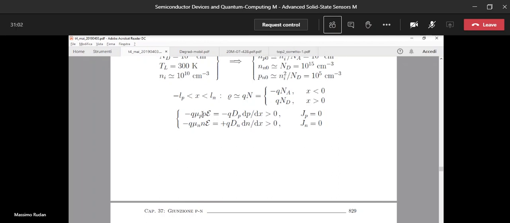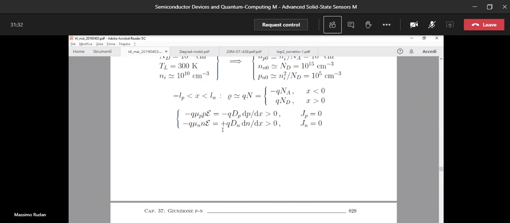So E is negative, so this term is positive. The diffusive term, again, dP over dx is negative because the hole concentration decreases from left to right. And we have a minus sign, and this term also is positive, and they are equal to each other. So they balance each other exactly, and we don't have any current.